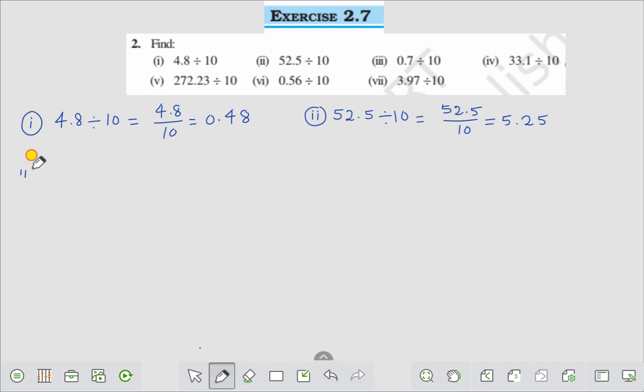Now question number 3. Question number 3 is 0.7 divided by 10. It can be written as 0.7 divided by 10. That means you have to shift this point one place to the left, from here to here. That means you are getting 0.07.